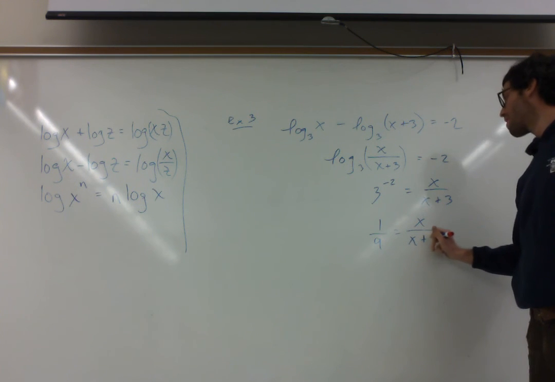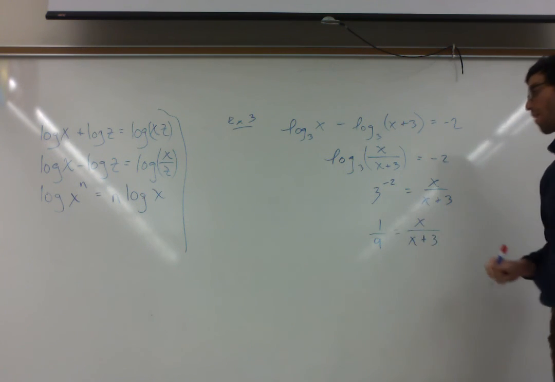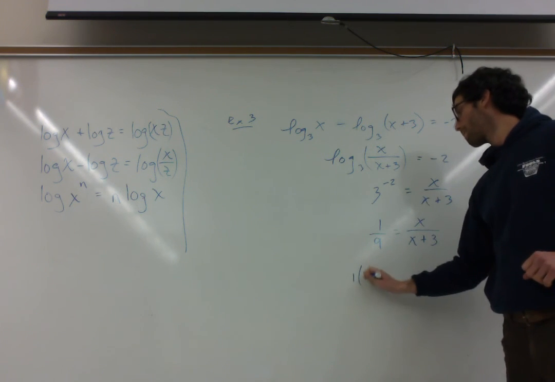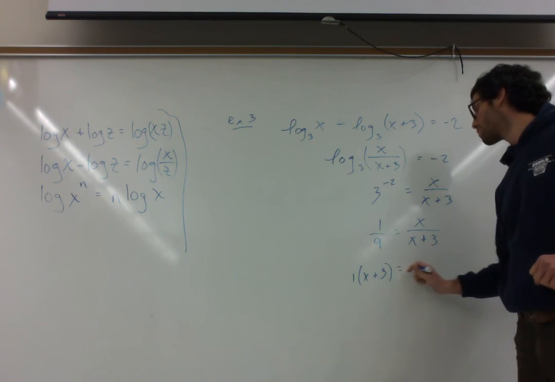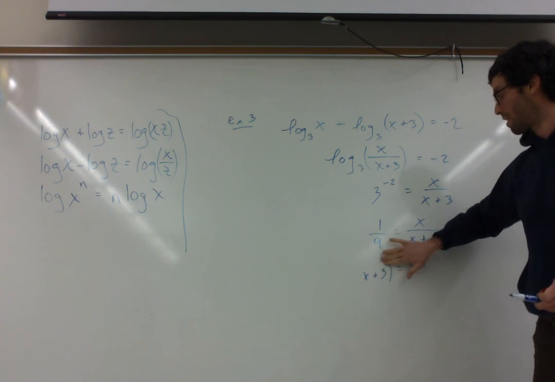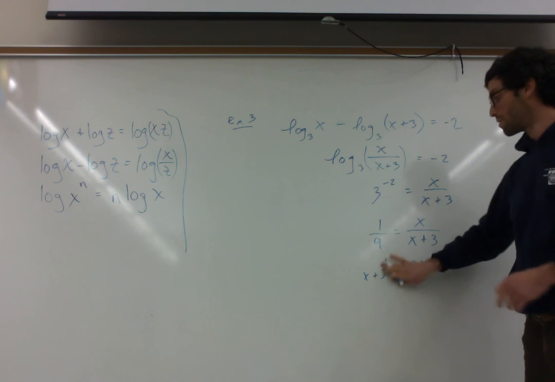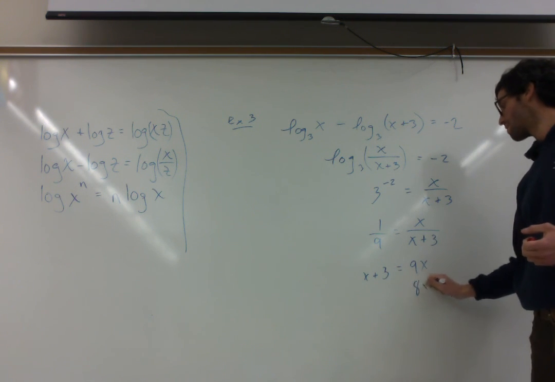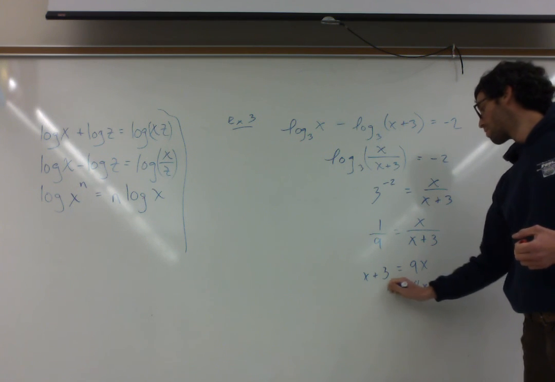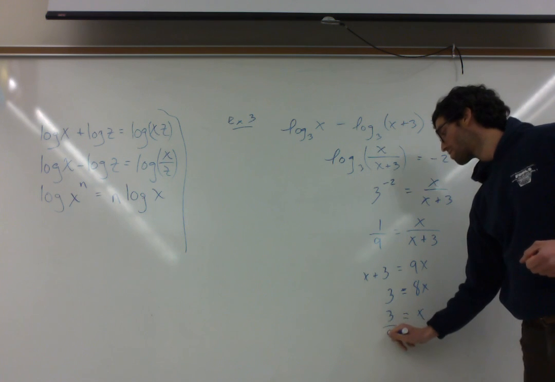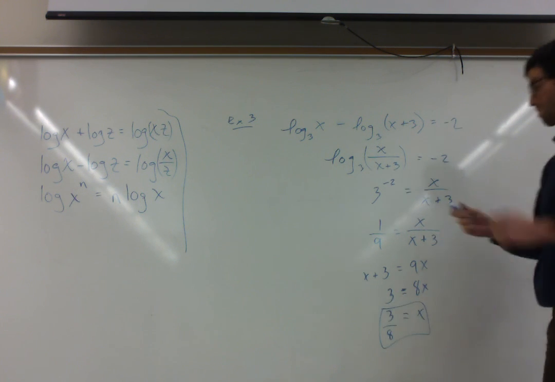And now, because we have this circumstance, a fraction equals a fraction, we can just cross multiply. 1 times x plus 3 equals 9 times x. So 1 times x plus 3 is just x plus 3. If it was not 1, we would distribute it to both. And now, let's just take away x. We get 8x equals 3, and divide by 8. So x is 3/8. That's it.